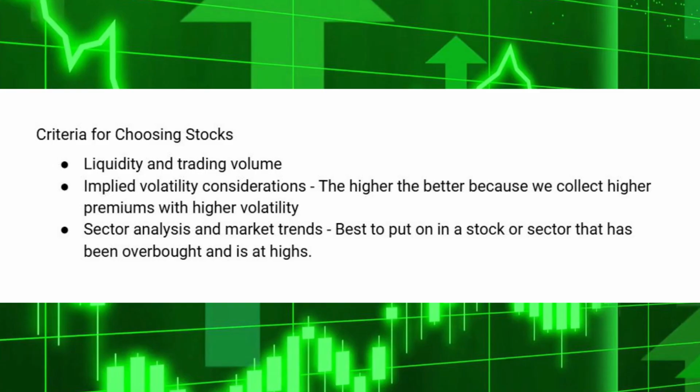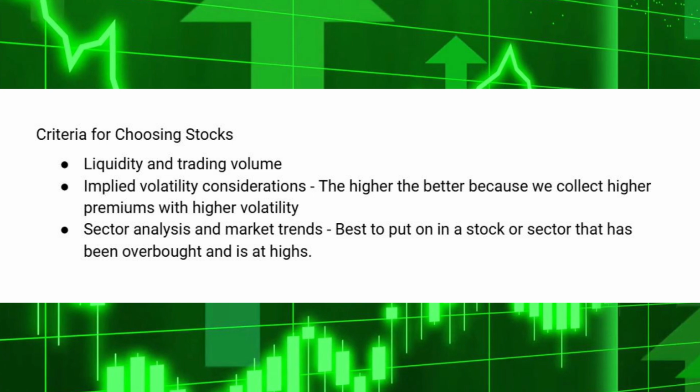So how do we select the correct stock that we want to sell a call credit spread on? Well, liquidity and trading volume is key. We want to select a stock that is very liquid and trades a lot. This way, there's very little difference between the bid and the ask spreads, and we're not giving up any money. Implied volatility also matters. The higher the implied volatility, the better it is because we collect higher option premium with the higher volatility. And analyzing the sector and market trends is key.